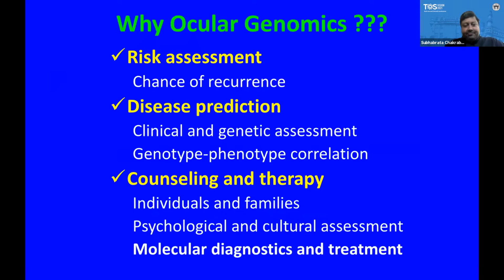One, the very fundamental thing that would be necessary for a clinician is to assess the risk. What are the chances of recurrence? If I know a disease has a genetic predisposition, what are the chances that it's going to recur in the same family or relatives? The second thing is disease prediction.